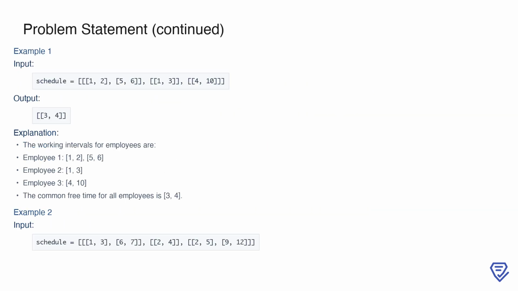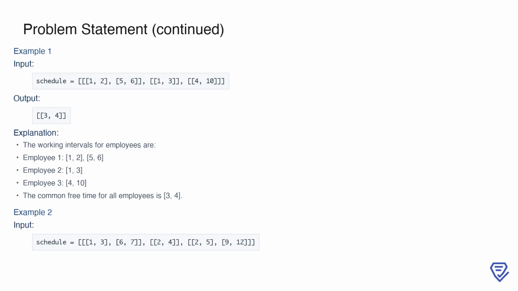Let's look at an example. Suppose the input is schedule equals [[1, 2], [5, 6]], [[1, 3]], [[4, 10]]. Here, we have 3 employees with different working schedules. Employee 1 works during 1, 2, and 5, 6. Employee 2 works during 1, 3, and Employee 3 works during 4, 10.